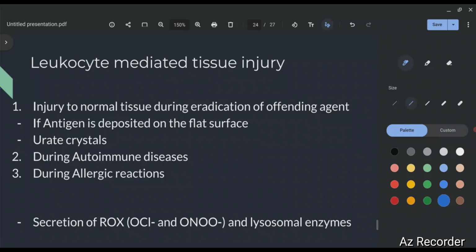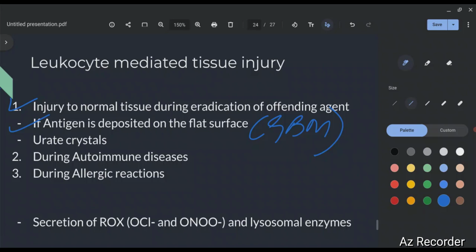And then if antigen is deposited on a flat surface like the glomerular basement membrane, if antigen antibody complex is deposited on the glomerular basement membrane, it is very hard for the neutrophils or macrophages to engulf it. Instead, what they do is start secreting lysosomal enzymes and ROS on the surface of that antigen antibody complex, and in doing so they are causing harm to your adjacent normal tissues.